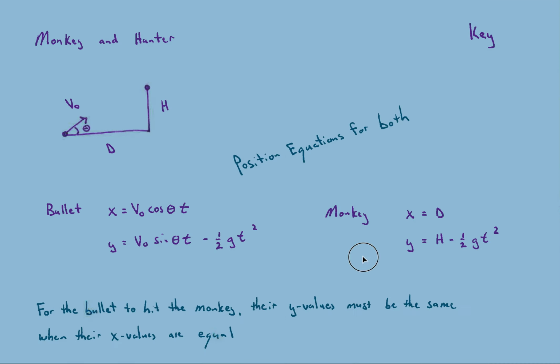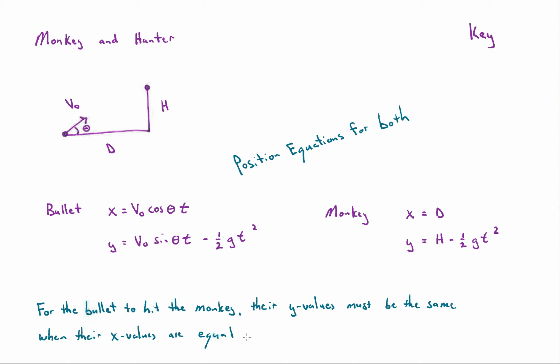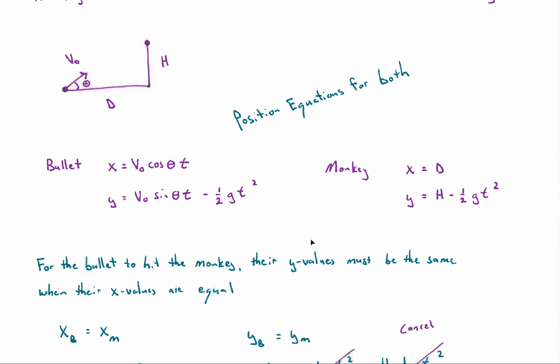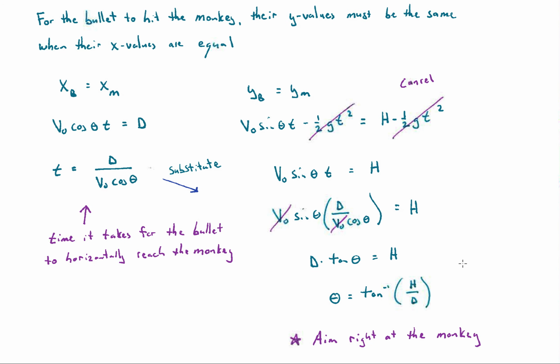Okay, so what we're going to do is exactly what this says. For the bullet to hit the monkey, their y values must be the same when their x values are equal. Okay, so let's scroll down, and now let's look at this work. This is x bullet equals x monkey. The bullet is v0 cosine theta t equals d, and I solved for t. This is the time it will take for the bullet to horizontally reach the monkey. So at that time, I want their heights to be equal. This is me setting their heights equal. The bullet, v0 sine theta t minus 1/2 gt squared, that's the bullet height at any moment, and then the monkey's height is H minus 1/2 gt squared.